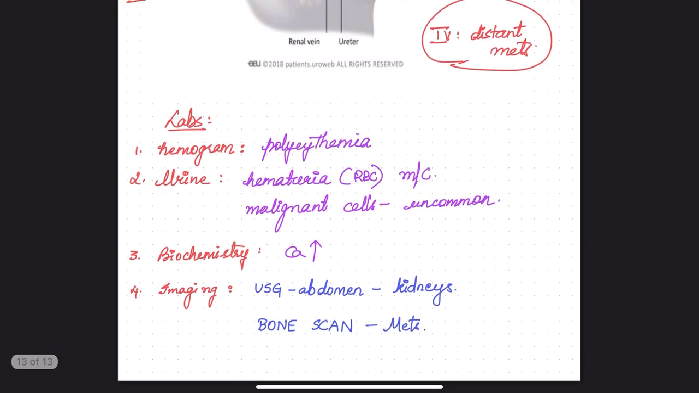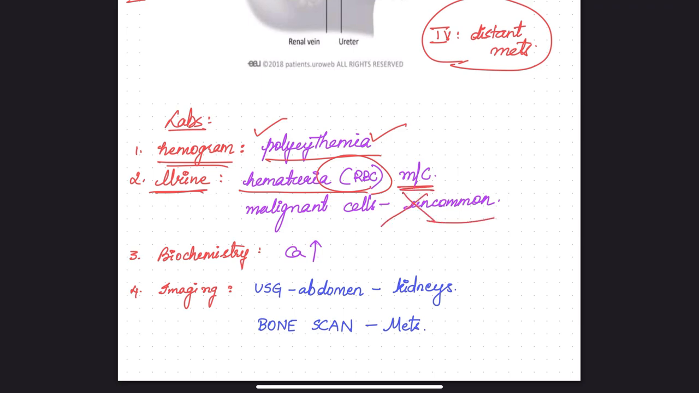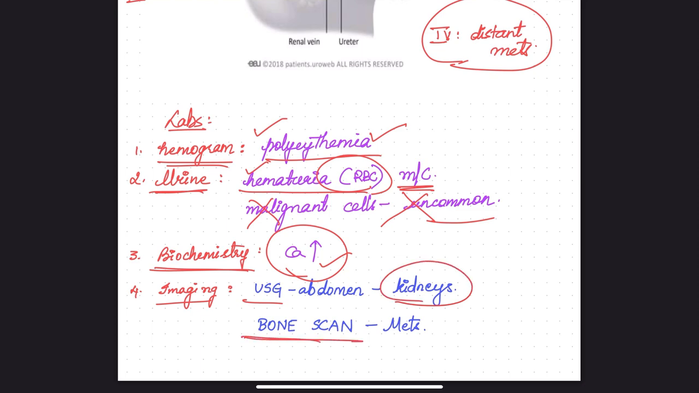What are the lab findings in an RCC patient? The first test is the hemogram, CBP. You find polycythemia because of erythropoietin, the ectopic hormone we studied in paraneoplastic syndromes, which increases RBC production. In the urine examination, you have hematuria; RBCs are the most consistent finding. Malignant cells in the urine are an uncommon finding. In biochemical findings, there is hypercalcemia because of parathyroid-like peptides. In imaging studies like ultrasound, the kidneys can grossly show the tumor. When you suspect mets, you go for a bone scan. This is all about RCC, with particular importance to the clear cell variant.